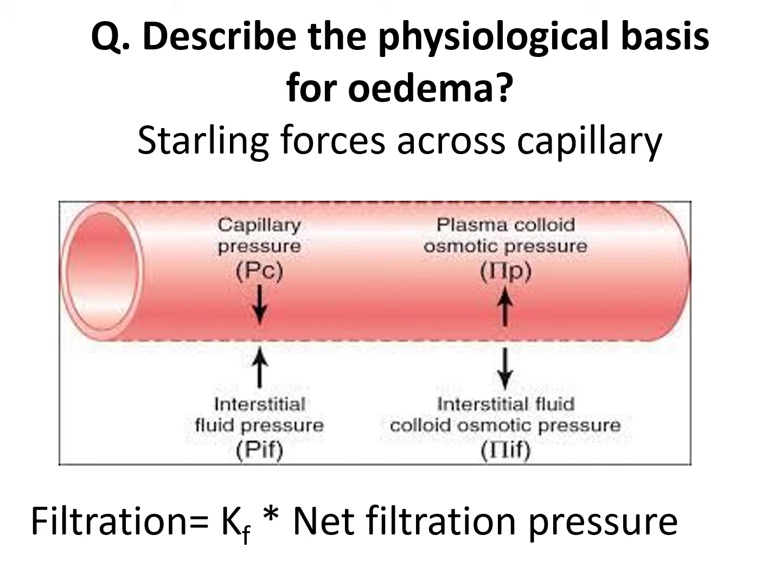There are 2 inward forces which push the fluid from the interstitial space into the capillaries. They are plasma colloid osmotic pressure called pi P, and interstitial fluid pressure called PIF. So the net filtration from the capillary into the interstitial space depends on Kf, that is the filtration coefficient, which depends on surface area and permeability, and the net filtration pressure. The net filtration pressure depends on the balance between the 4 Starling forces which we have already explained.